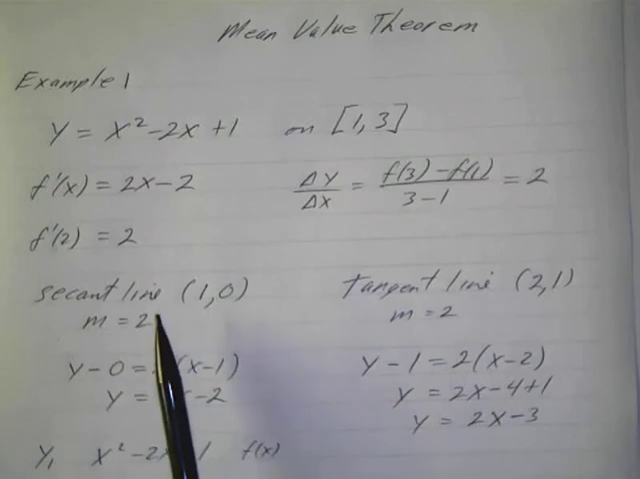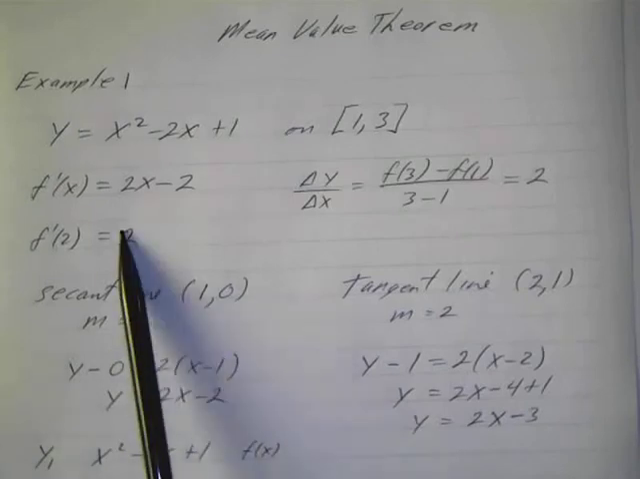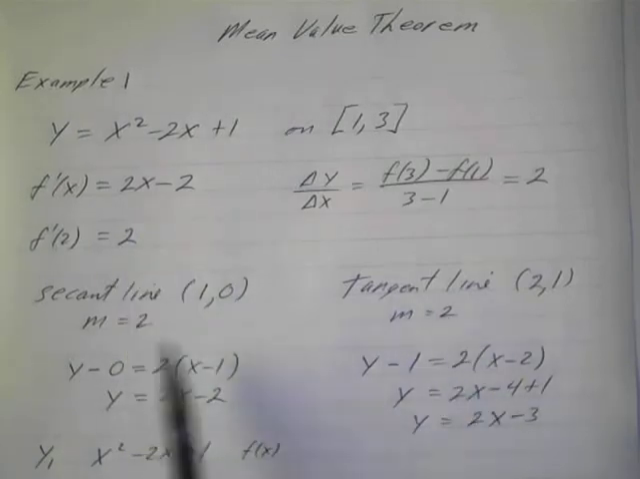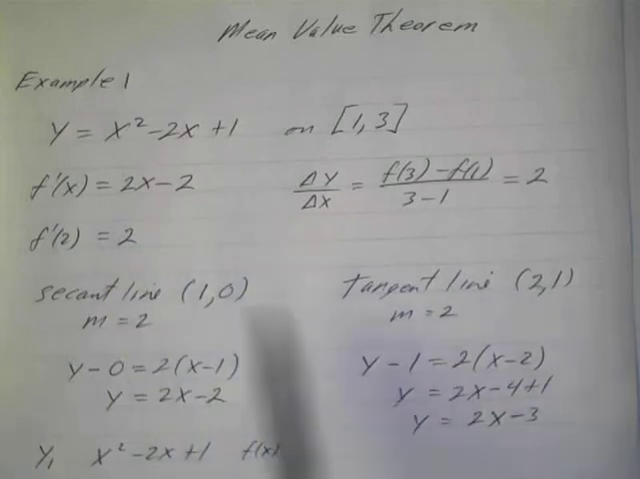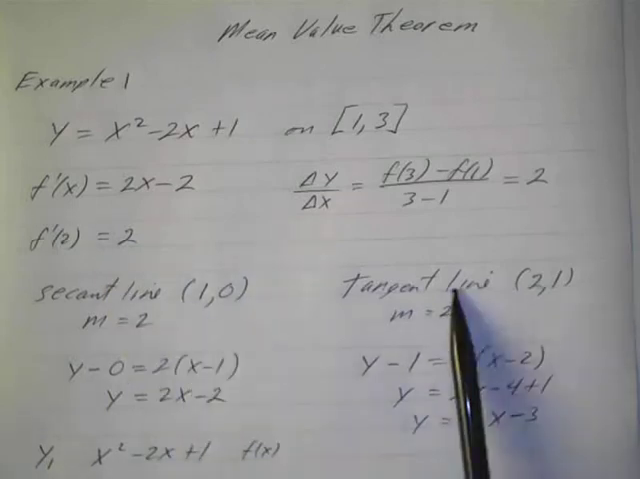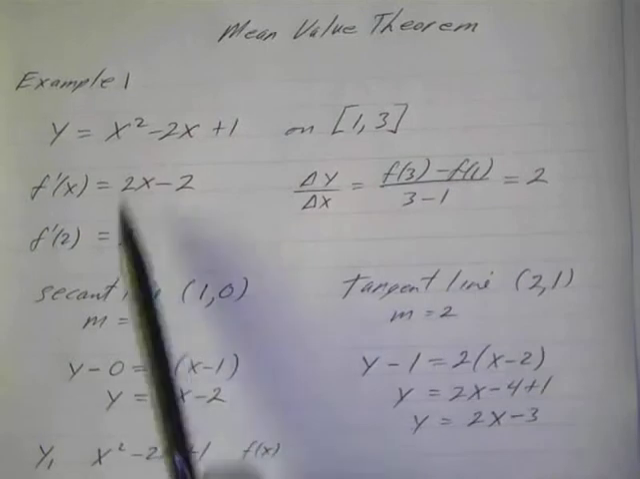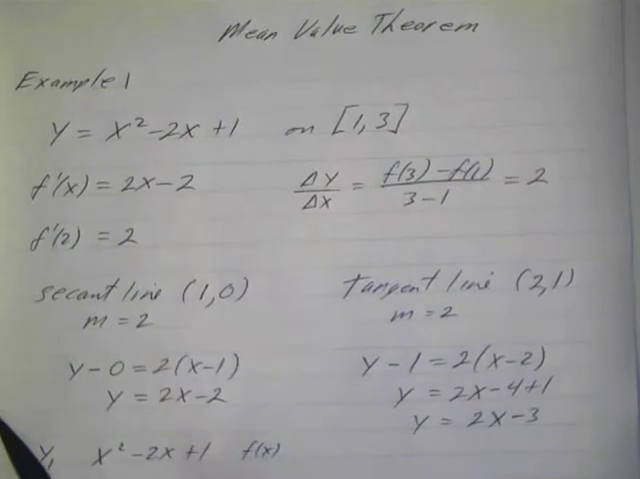So if we want to find the equation of the secant line, we know the slope of the secant line and the tangent line will be the same. That's the whole point. The average rate of change is equal to the instantaneous rate of change. All right, so we know that those are equal, so I just wanted to graph these.